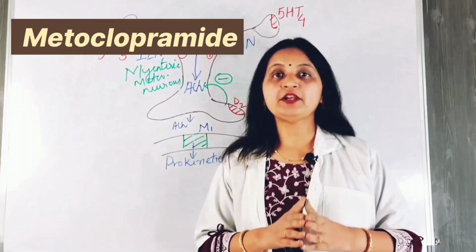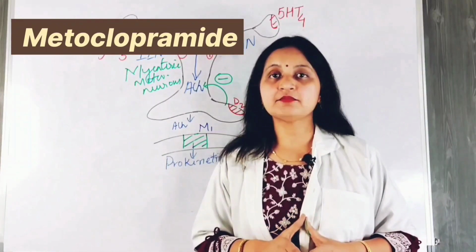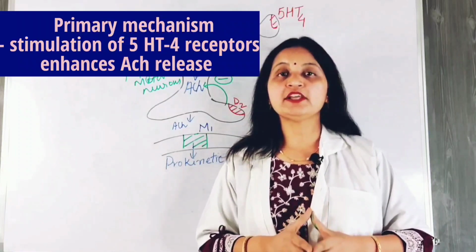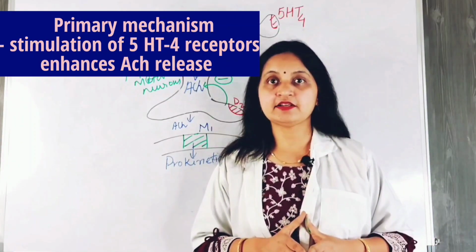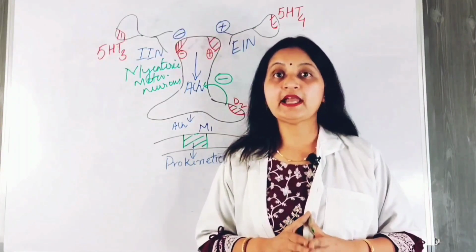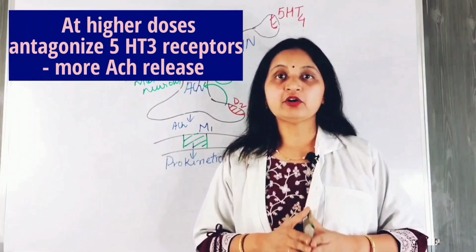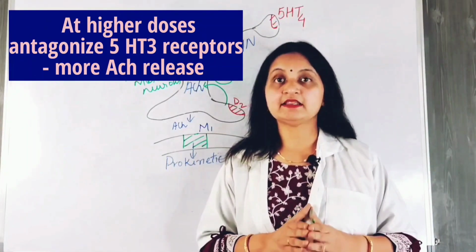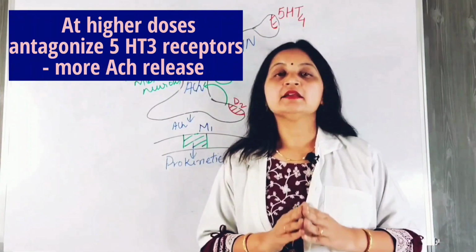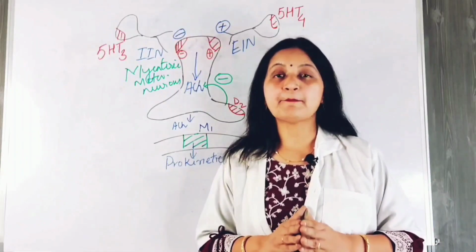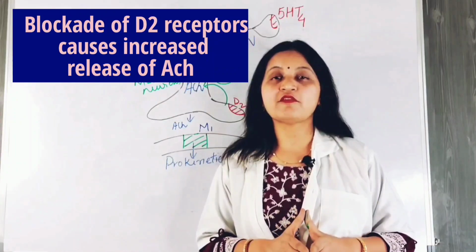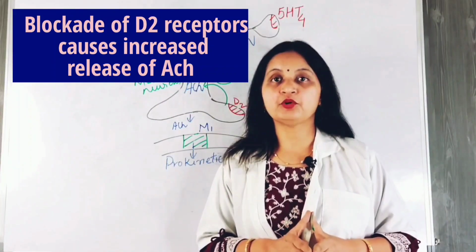So speaking about metoclopramide, the primary mechanism is mediated through 5-HT4 receptors, and stimulation of 5-HT4 receptors increases the gastric motility. Secondly, metoclopramide at higher doses antagonizes the 5-HT3 receptors and this in turn increases the gastric motility. Thirdly, metoclopramide also blocks the peripheral D2 receptors and this enhances the release of acetylcholine and the gastric motility.